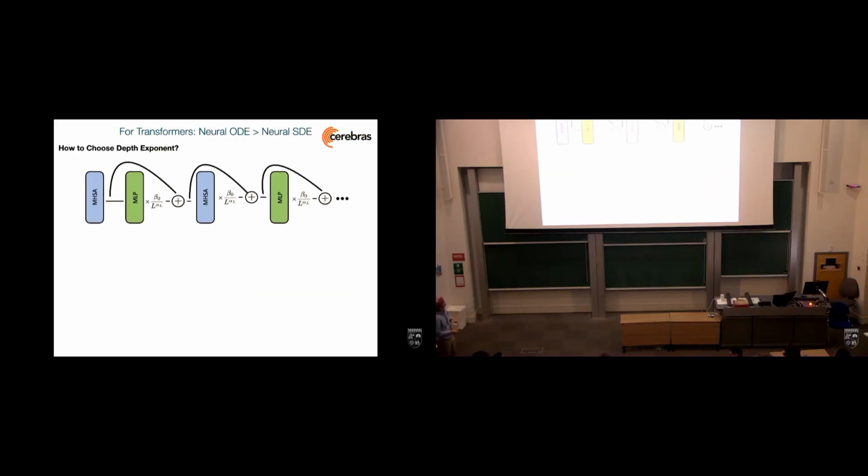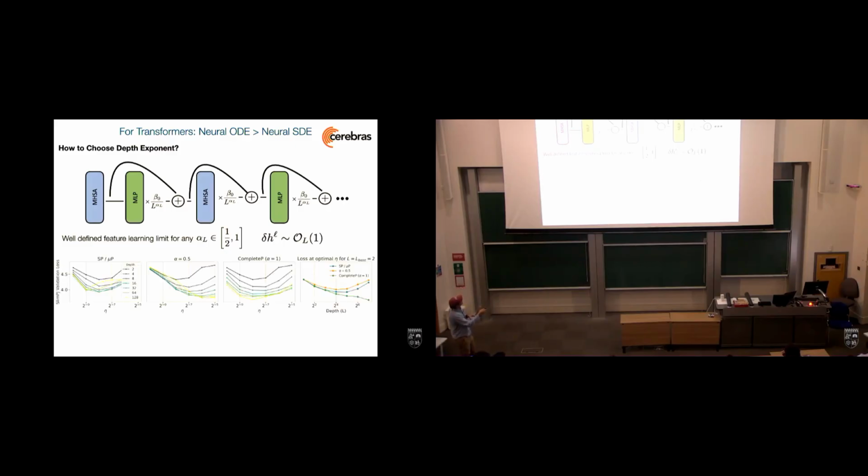Okay, all right, so how do you choose the depth exponent? These blocks that I just described are nonlinear in their parameters, so they're more complicated than the toy model I just presented that converges really quickly. It turns out you can get a feature learning limit, in the sense that all the residual stream preactivations move by order 1, by choosing any alpha between 0.5 and 1.